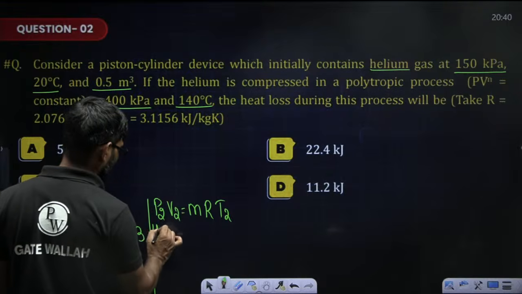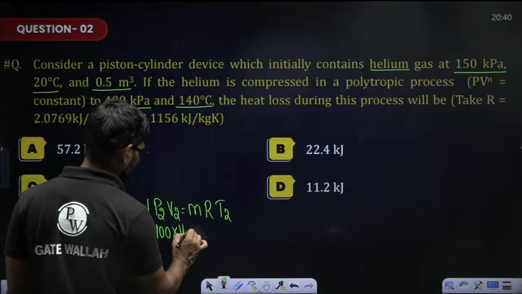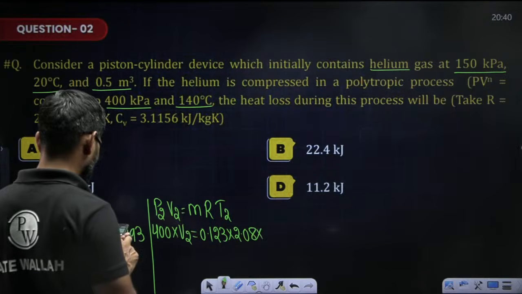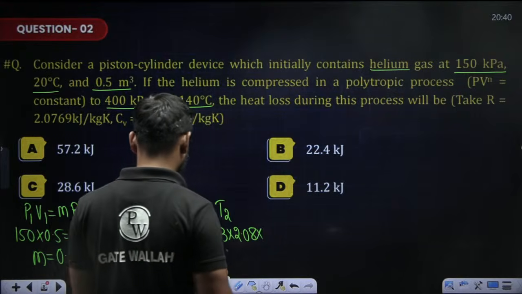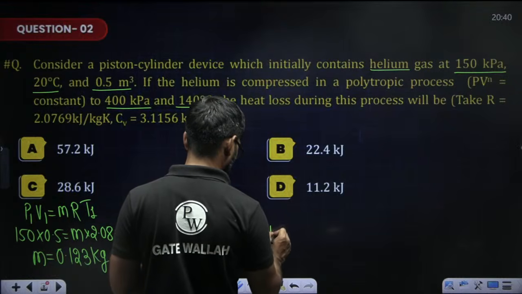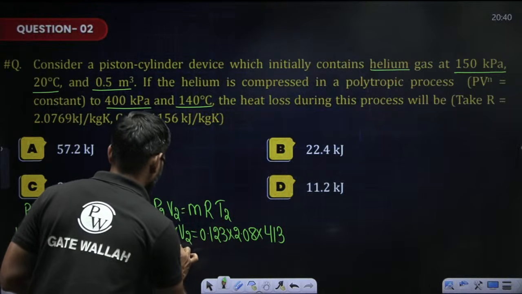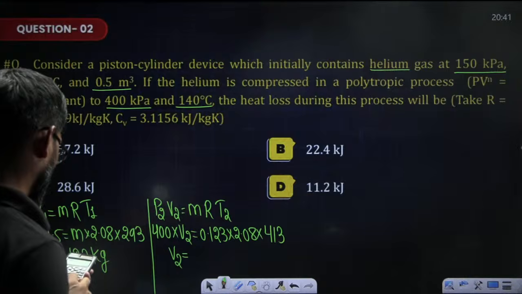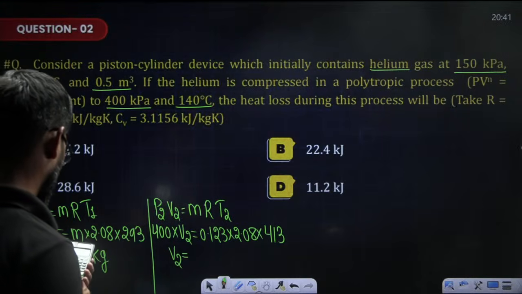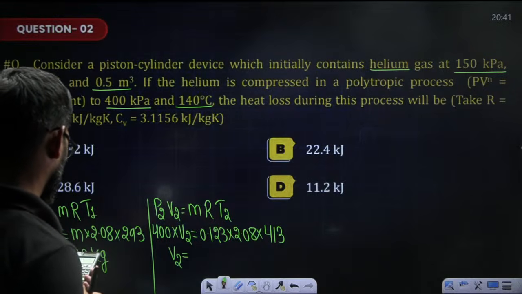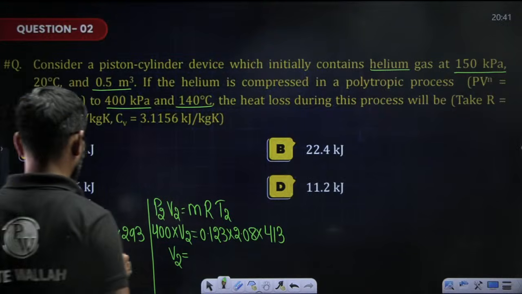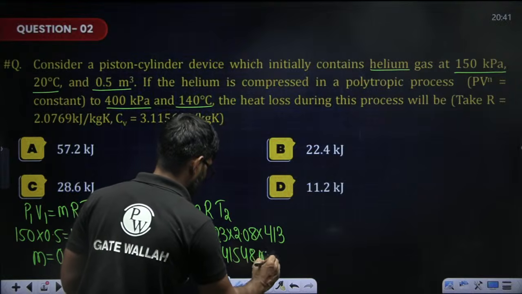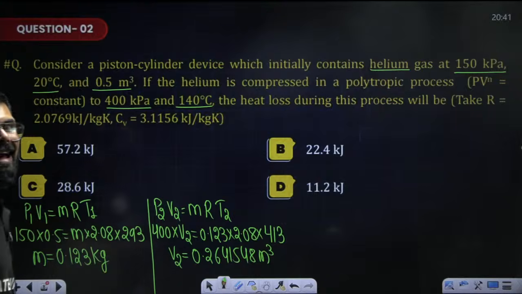What is the P2 value? 400 into V2. V2 value we need to calculate. It equals 0.123 into 2.08 into T2. T2 value is 140 plus 273, 413. So the V2 value will come 0.264154 meter cube. Now you have to calculate the n value.